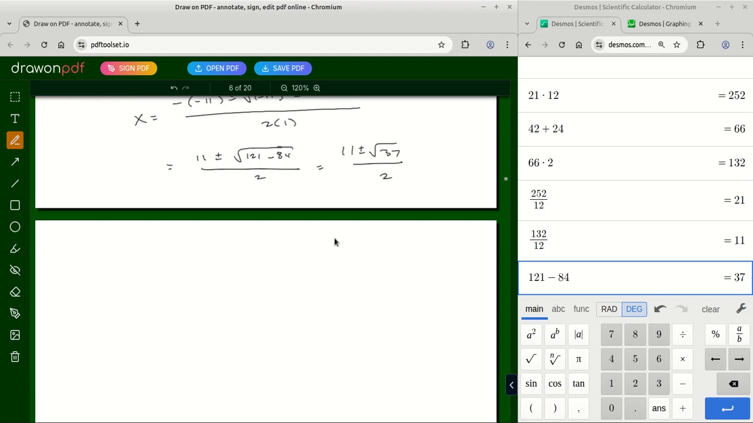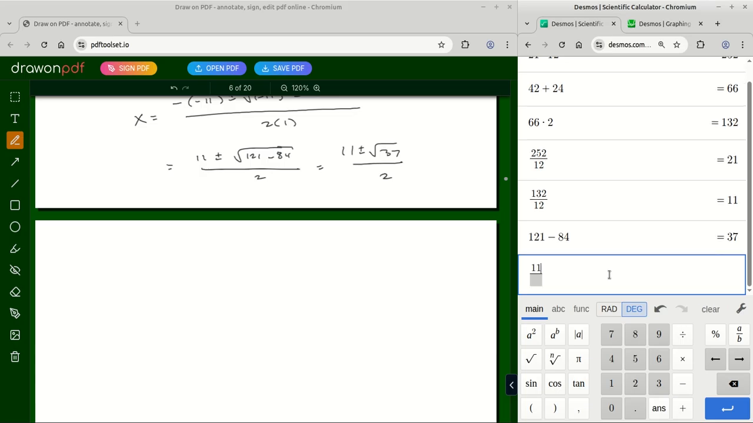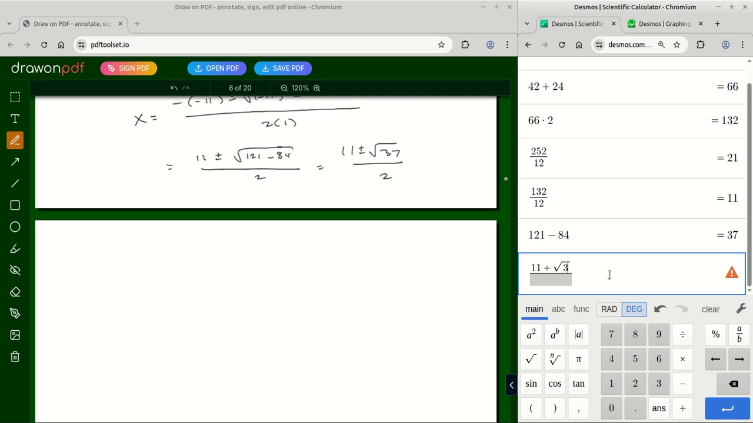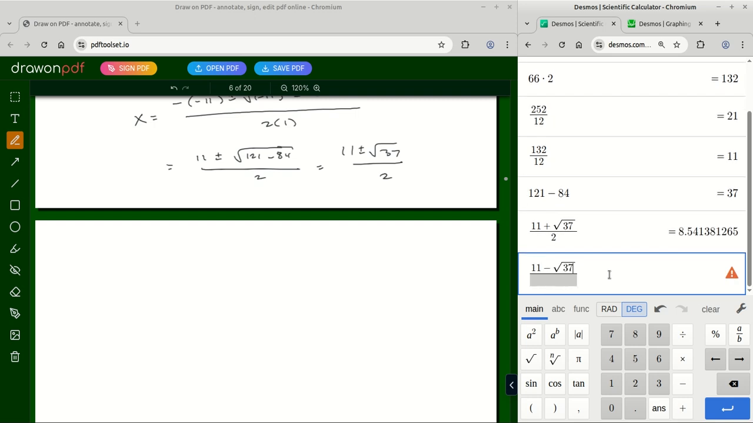Okay, so those are answers. And of course, those are the most awesomest answers ever. So let's do 11 plus the square root of 37 all over 2, and 11 minus the square root of 37 all over 2. And let me write down those x values. So we got x is equal to 8.5413 and 2.4586. Okay, awesome. So those are the two answers I just got from the calculator.